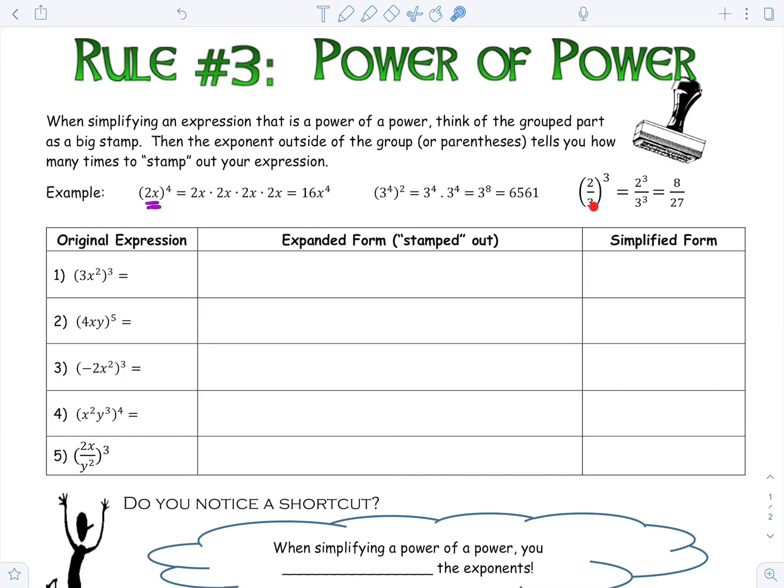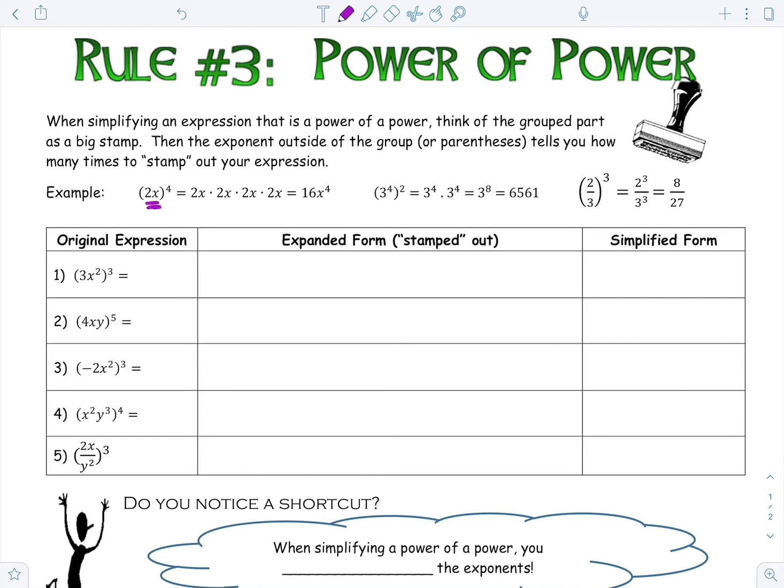All right, and of course, if we simplify this, 6,561. Next example is (2/3) raised to the third power. Our expression is 2/3, and this 3 on the outside is telling us to multiply it 3 times. So that would be 2/3 times 2/3 times 2/3. So that's 3 times, so that's why we just simplify it to 2 cubed over 3 cubed. All right, and of course, if we want to simplify, it becomes 8 over 27.